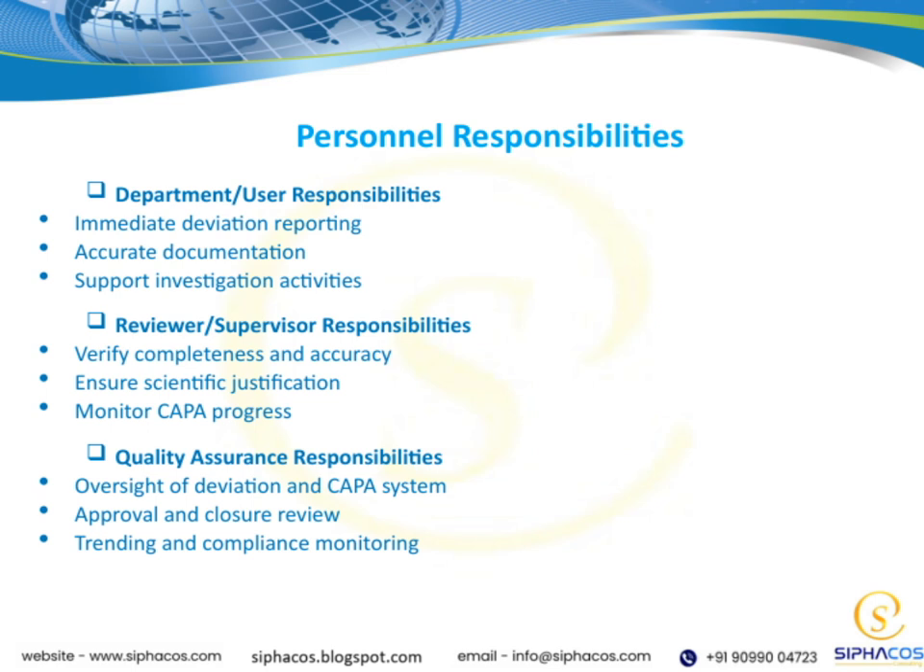Finally, our quality assurance team plays a vital oversight role. They oversee the entire deviation and CAPA system to maintain integrity and compliance. They review and approve closures of deviations to confirm that all corrective measures are appropriate. They also monitor trending data and overall compliance to identify any patterns or areas needing improvement. Connecting all these responsibilities back to our overall theme, it's clear that a well-defined, collaborative approach ensures deviations are managed efficiently, root causes are addressed properly, and our quality standards are upheld consistently.